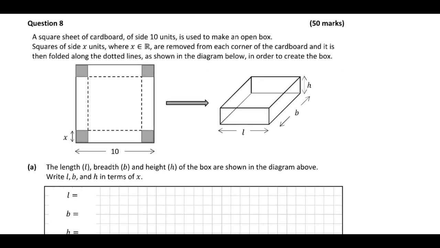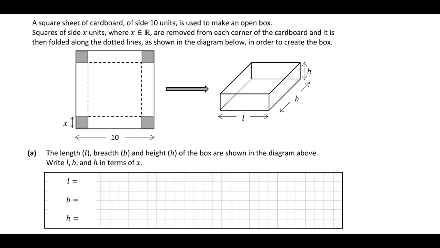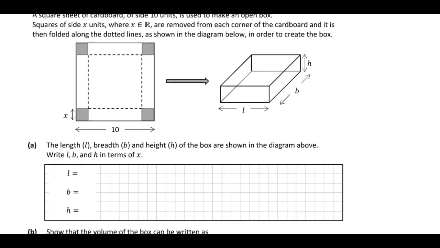Let's have a look at question 8. A square sheet of cardboard of side 10 units is used to make an open box. Squares of side x units, where x is real, are removed from each corner of the cardboard, and it is then folded along the dotted line as shown in the diagram below in order to create the box. The length, breadth and height of the box are shown in the diagram above. Write L, B and H in terms of x.